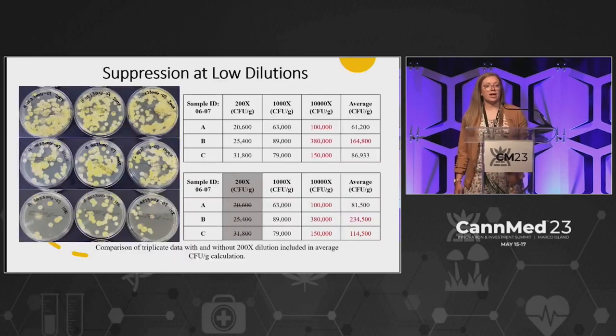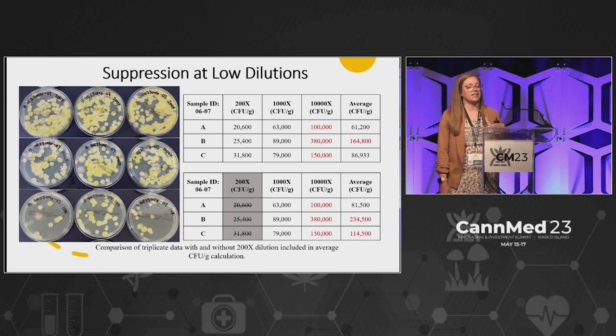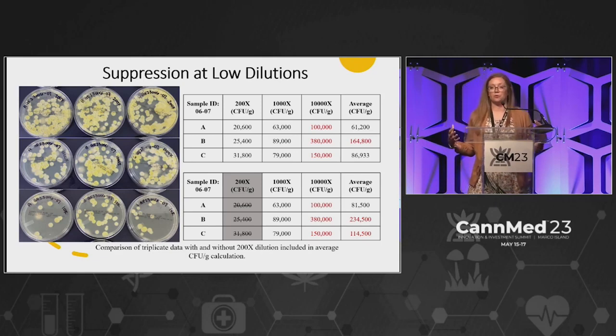Additionally, there are suppressions at low dilution. So this is the Sabdex plates again. And what I want to point out here is that 200x dilution. You can see that at 200x dilution, the average is only about 25,000. And that's much lower than the average we're seeing for that 1,000x and that 10,000x. And ultimately, I think it's due to oversaturation. There are so many microbes present that no more can grow.